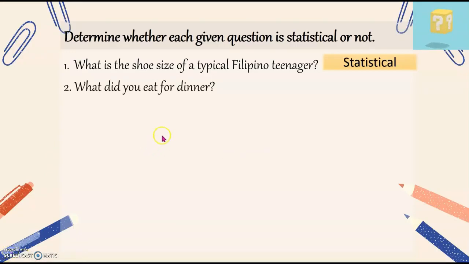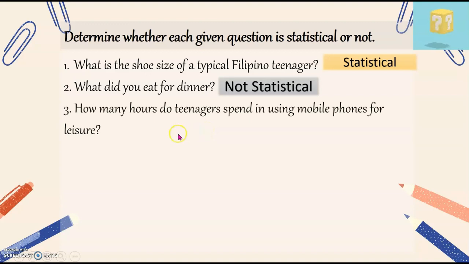Next, what did you eat for dinner? So to answer this question, do we need to undergo the statistical process or not? Of course not, right? So this question is not a statistical question. Next, how many hours do teenagers spend in using mobile phones for leisure? So to answer this question, we need to undergo a statistical process. That means we need to find representative of teenagers and then collect the number of hours, verify the data we collected, and then come up with a possible answer to our question. Meaning to say, this question is a statistical question.